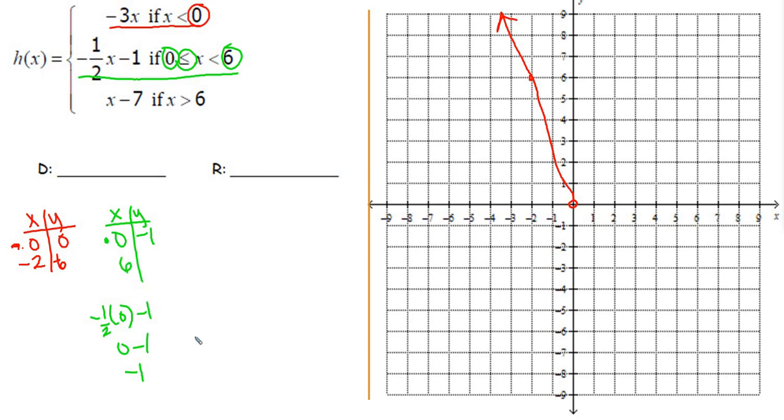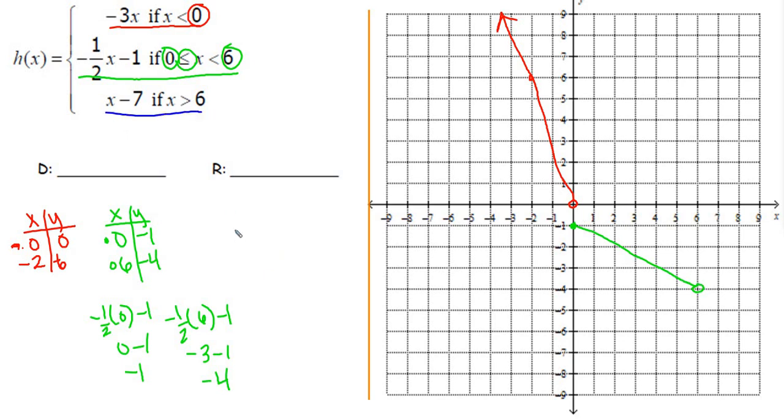Then I'm going to choose 6, so I have -1/2 times 6 minus 1. -1/2 times 6 is -3, minus 1 is -4. And that's going to be an open dot. Notice again, has no equal to, open dot. So I have (0, -1) closed, and (6, -4) is going to be open. And I'm going to connect the two.